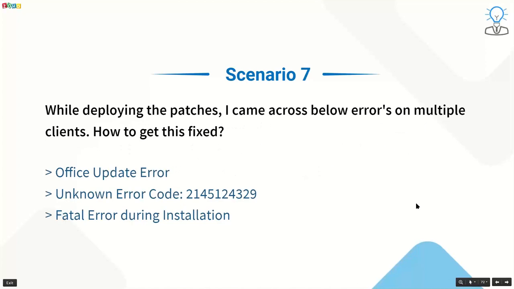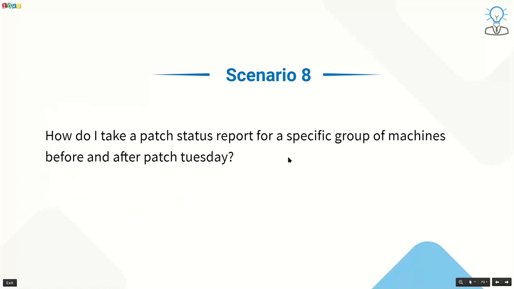While deploying the patches, I came across the below errors on multiple clients. How do I get this fixed? These errors are the results of certain actions performed by the Windows installer on the actual operating system. And within Desktop Central, we have defined a Read KB article next to these error codes in the remarks section. You can follow the Read KB article to perform the workaround and get these errors resolved.